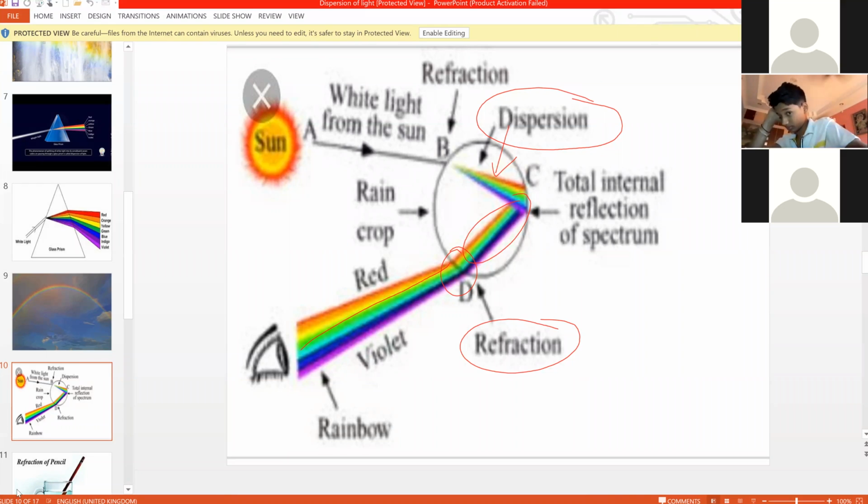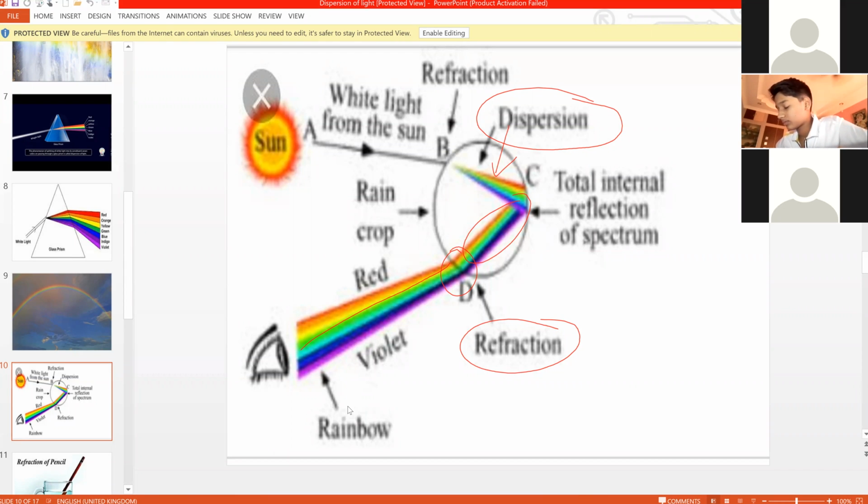Let somebody read this. Ritvika, read. The rainbow is a beautiful natural spectrum appearing in the sky after a rain shower. It is caused by the dispersion of sunlight by water droplets present in the atmosphere.